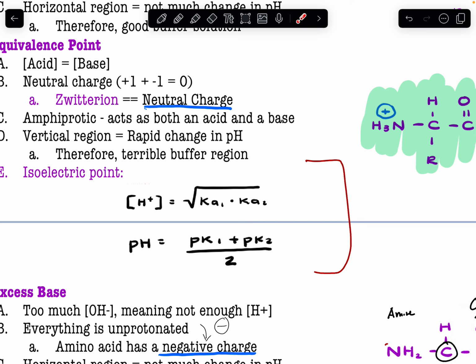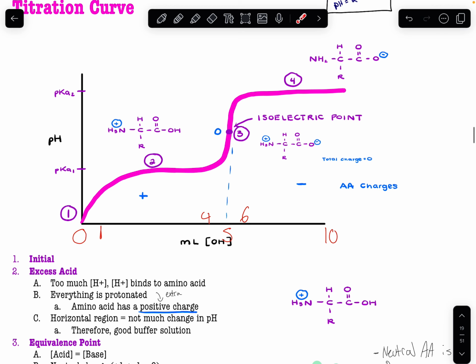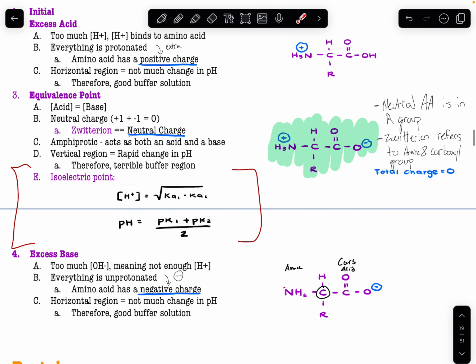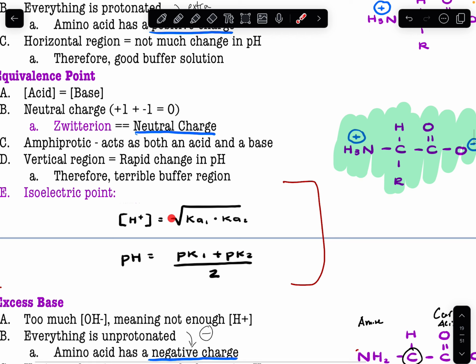If you want to find the pH of that isoelectric point, you do pK1 plus pK2 divided by 2, and that finds you this point. Referencing pK1 right here and pKa2, add those together, divide by 2, boom, isoelectric point. You might have noticed this equation right here, which is the square root of Ka1 times Ka2.